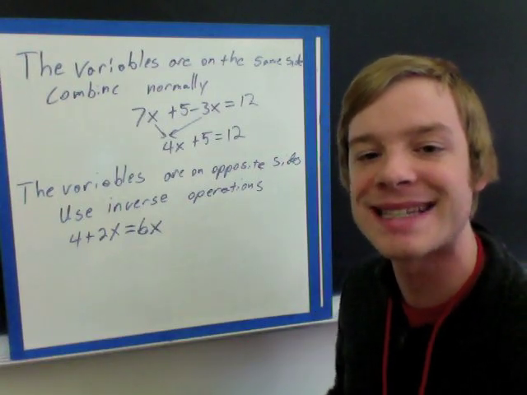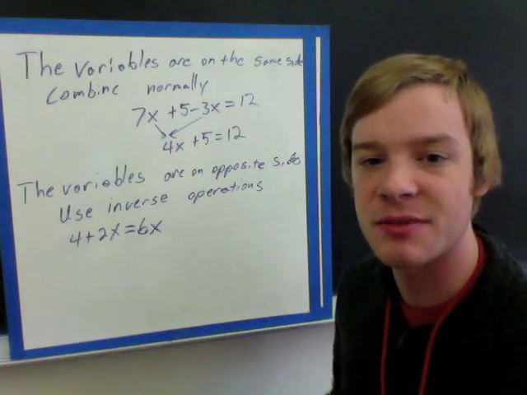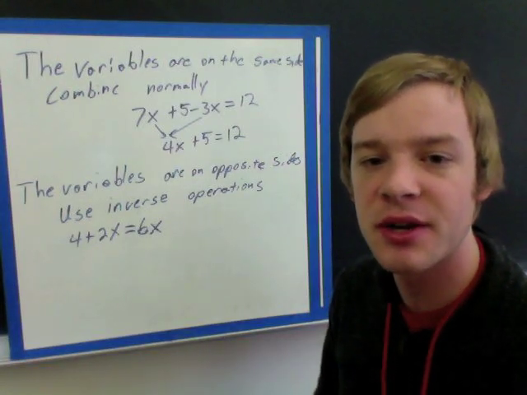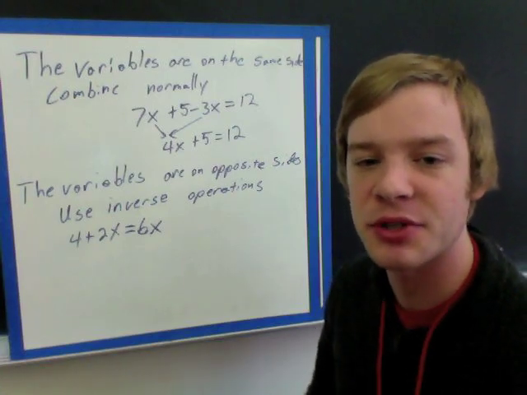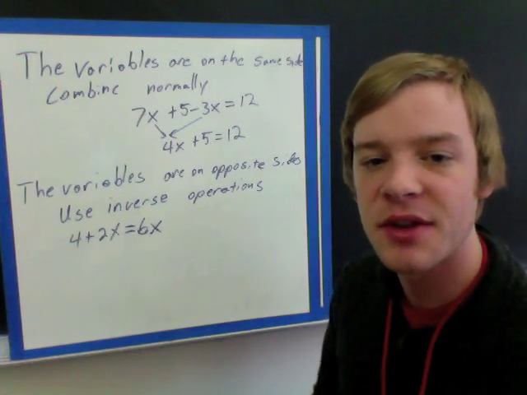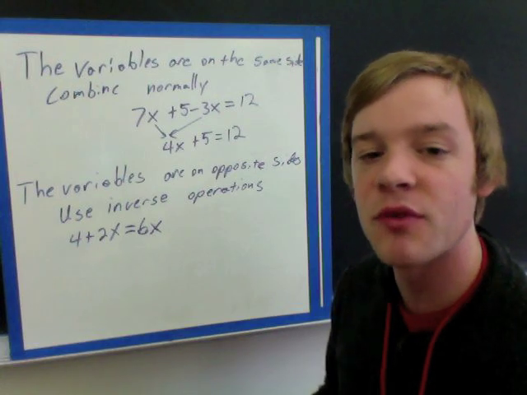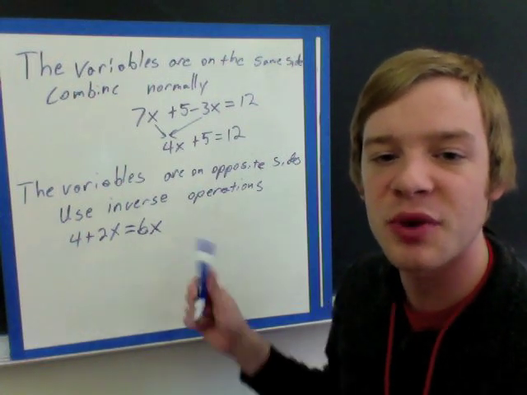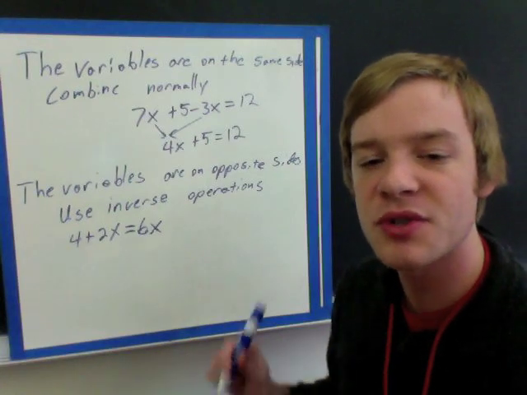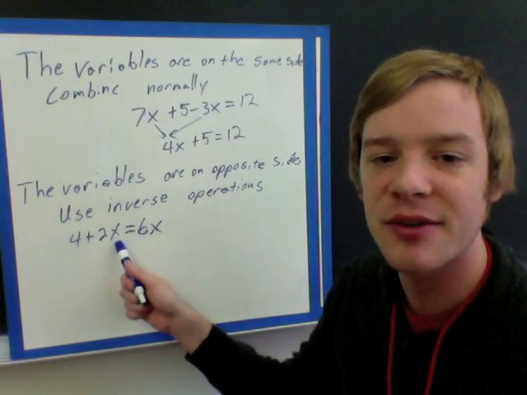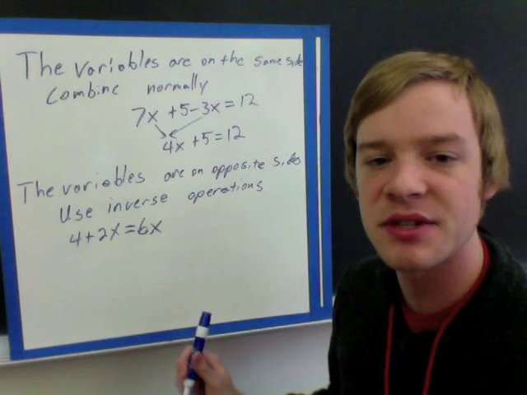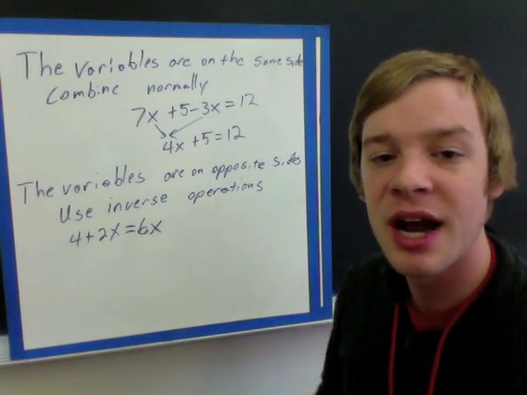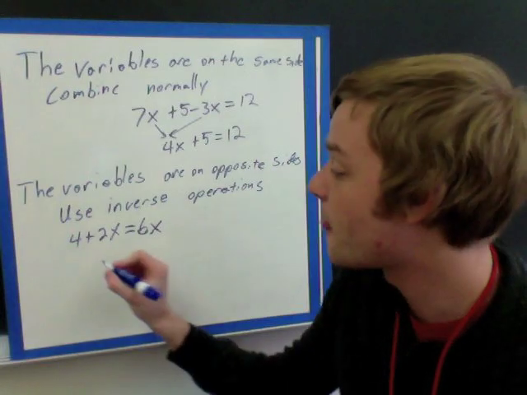So when the variables are on the same side, we just combine them normally, adding and subtracting. However, today the variables will not be on the same side. When the variables are on opposite sides of the equal sign, we want to use inverse operations, canceling out the variables on one side to bring them over to the other side. For instance, I have 4 plus 2x equals 6x. If I want to solve this, I want to cancel out the 2x on this side. To cancel this out, I need to do an inverse operation. I need to subtract 2x.